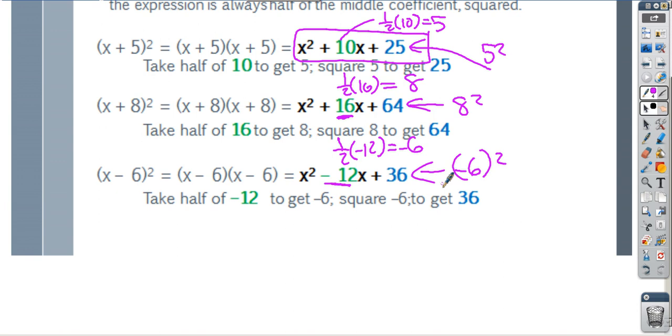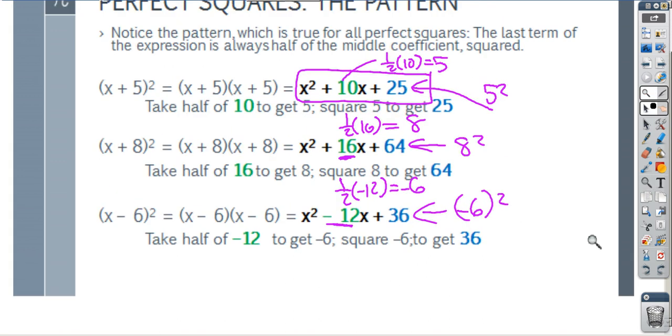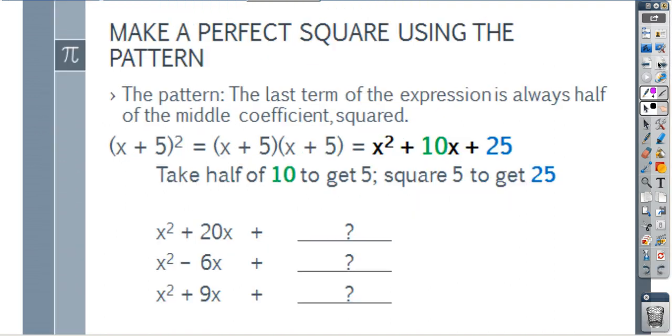So the basic pattern is, in order to complete the square, in order to make a perfect square, this is the rule right here. You always take half of the middle term, half of the middle coefficient, that's the number attached to the x term, and you square it to get the last number. So half of 16 is 8, 8 squared is 64. Half of 10 is 5, 5 squared is 25. That's how you complete the square.